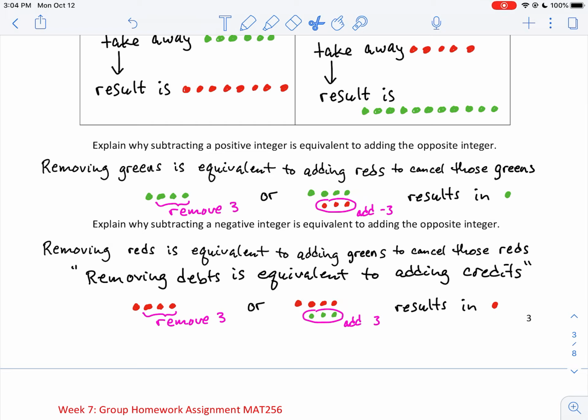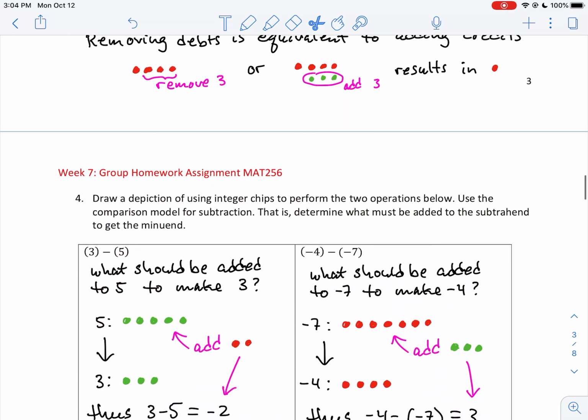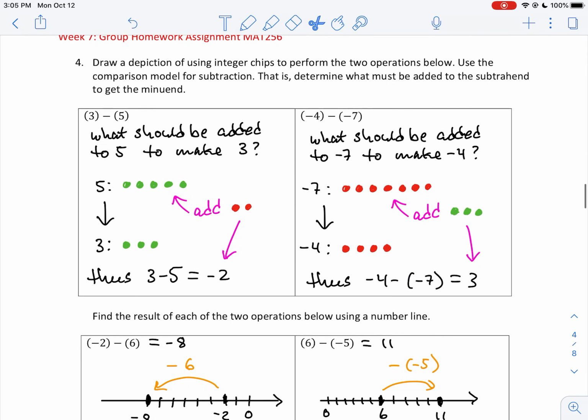If you want to think in terms of money, taking away money is like adding debts, and taking away debts is like adding credits. Something to think about. Something the kids might be able to think about, and that would make sense to them.